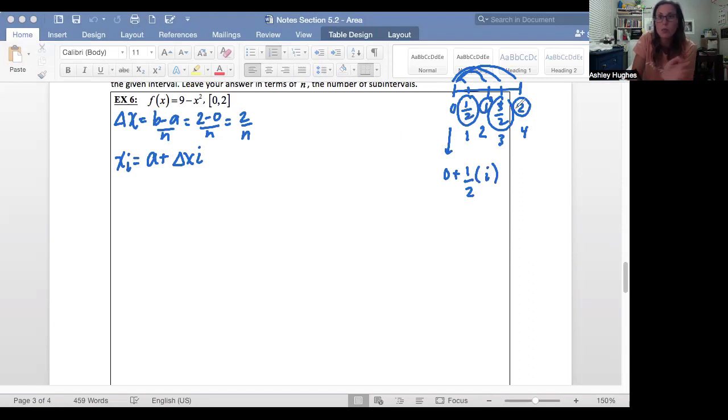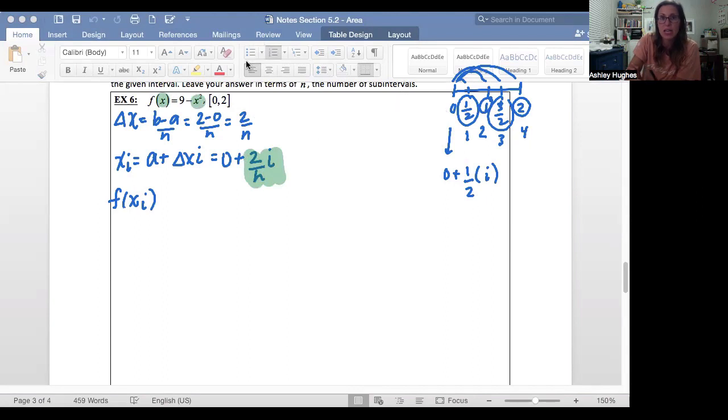So we didn't have to worry about writing out i's for the example we just did because they told us that n was 4. So I didn't have to find it with an expression that would work for any n. But this time we do. So a is your starting point. In this case, it's 0. Delta x is 2 over n, and we just write i. And now we're going to find f of xi. So we're going to take what we just wrote down, and we're going to substitute it into the function.